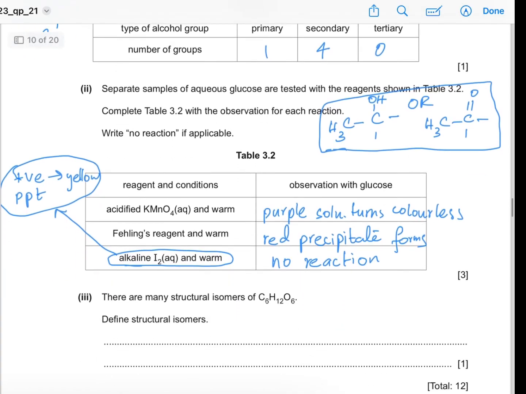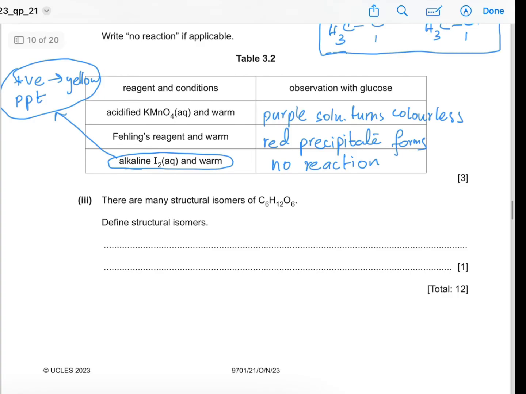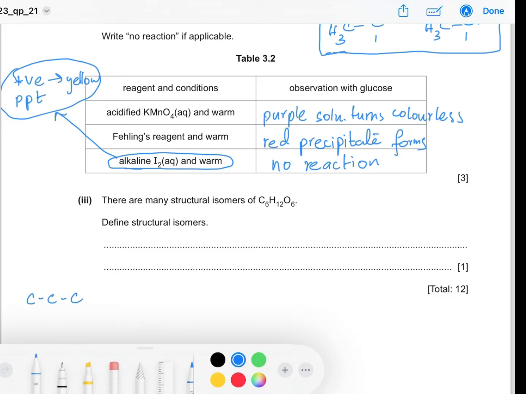Part 3, there are many structural isomers of glucose. Define structural isomerism. This is involved in molecules that have the same molecular formula but different structural formula, which can result from position or functional group. For example, let's take the example of propanol. In propanol, you have 3 carbon atoms, so the hydroxyl group can be found on the first carbon atom or on the second carbon atom.